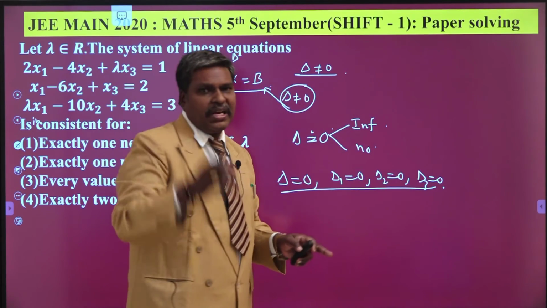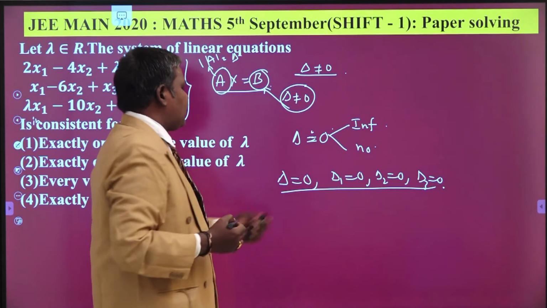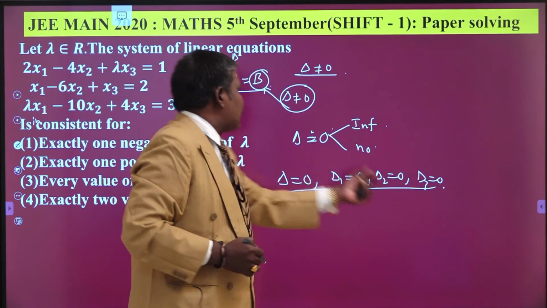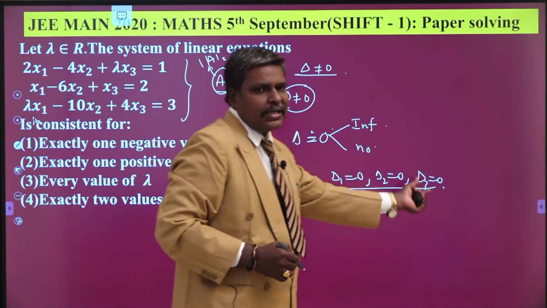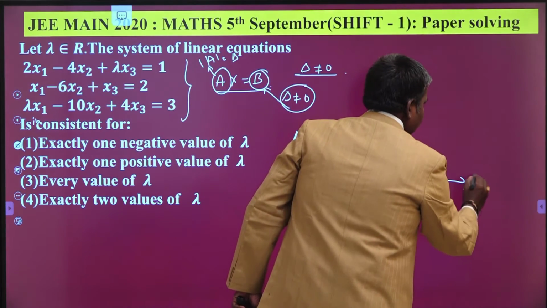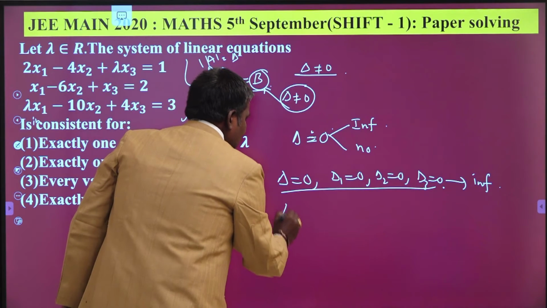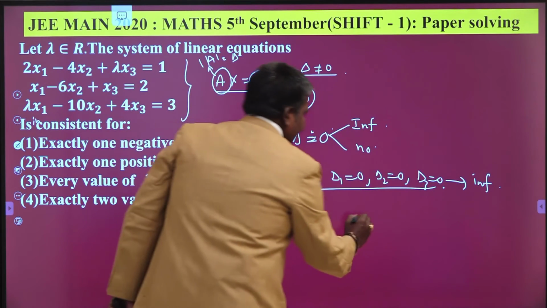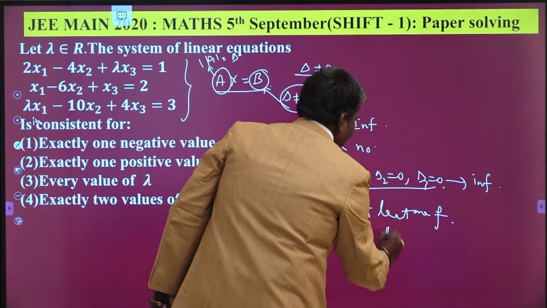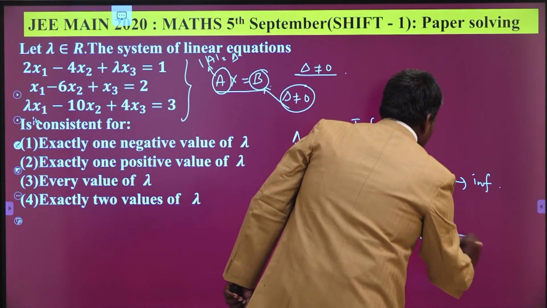Delta 1 is obtained by replacing the first column by B. Replace the second column by B itself, we get delta 2. Replace the third column by B itself, we get delta 3. If these four values are 0, we get an infinite number of solutions. For no solution, delta must be 0 and at least one of delta i, where i runs from 1 to 3, must be not equal to 0.